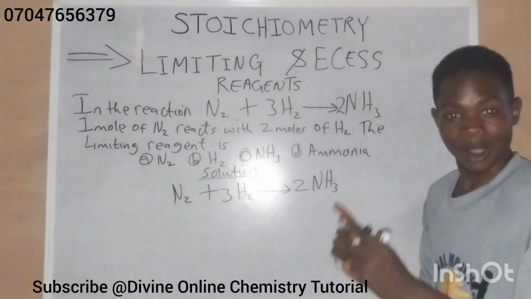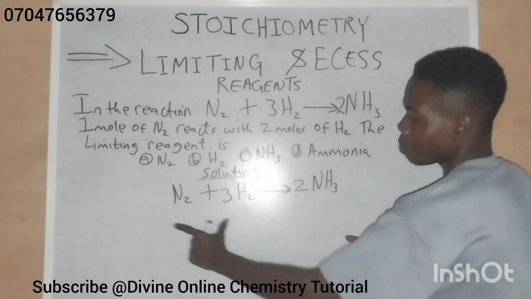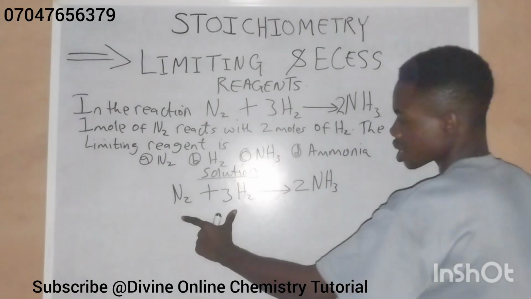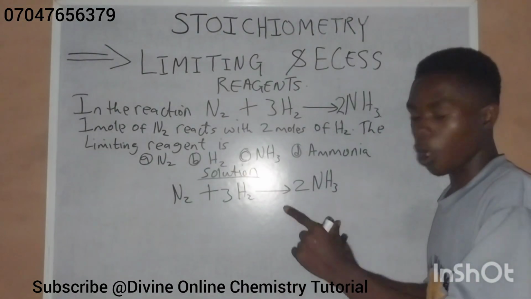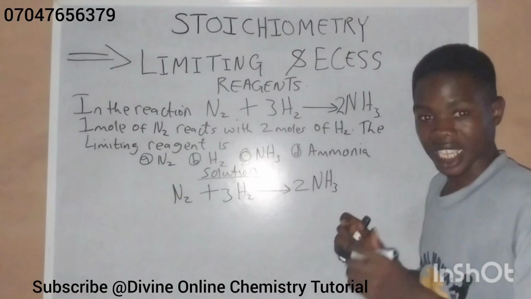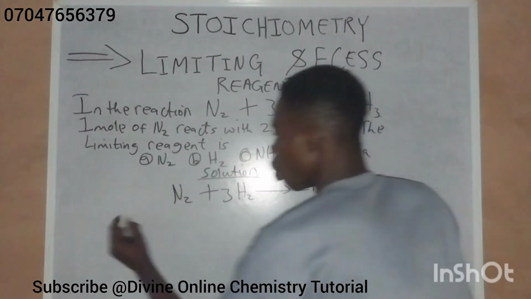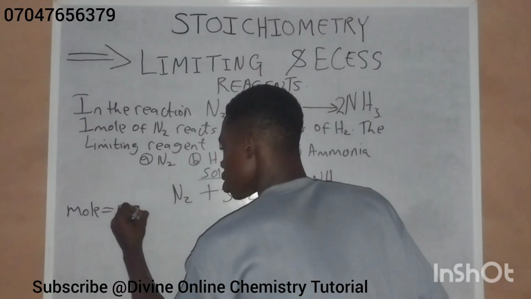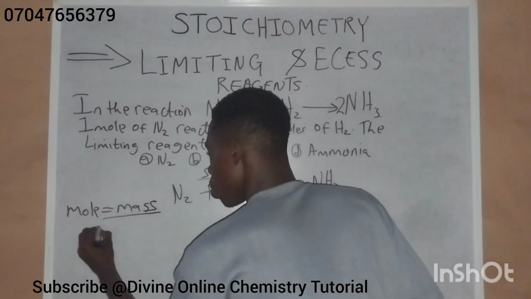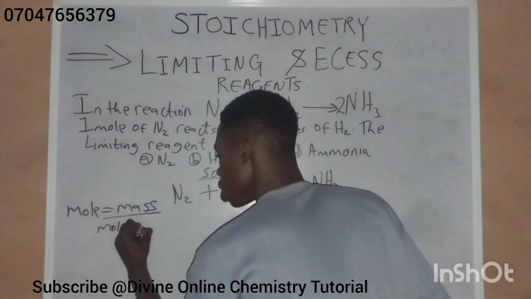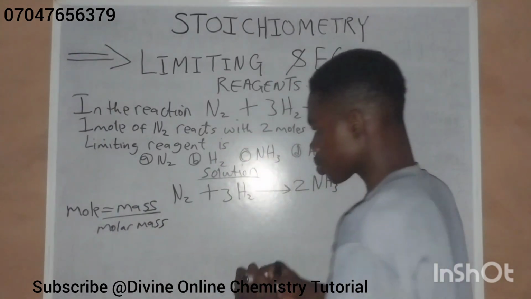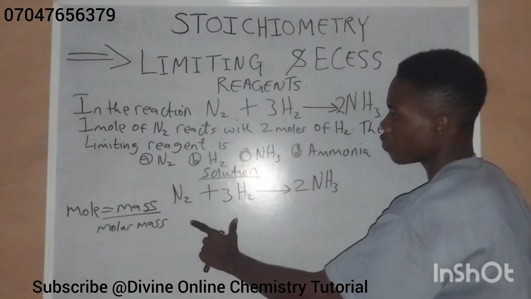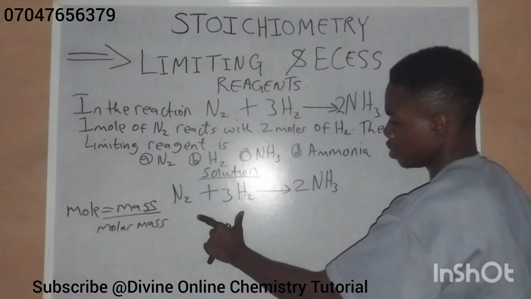Now, the next step is to find the number of moles of each of the reactants. The particles on the left-hand side are the reactants, while the ones on the right-hand side are the products. Please take note that the equation for finding the number of moles is: mole equals mass divided by molar mass. So you get the number of moles of each of the particles of the reactant.